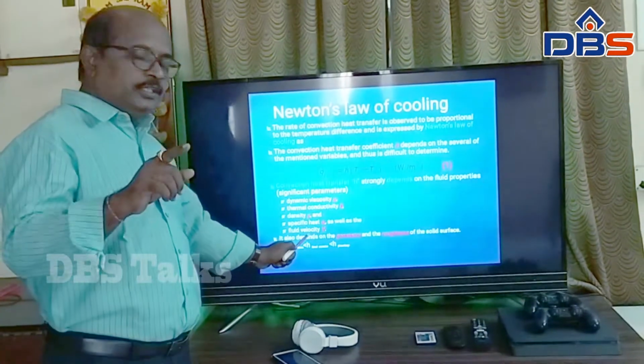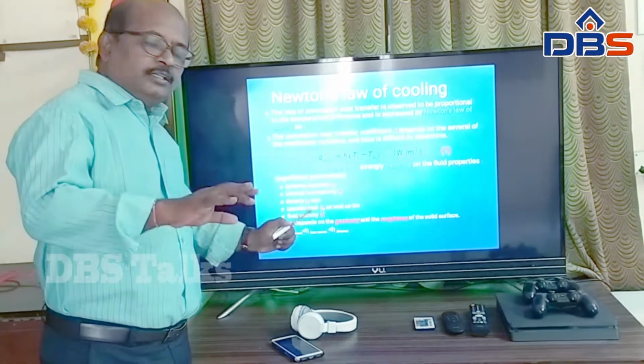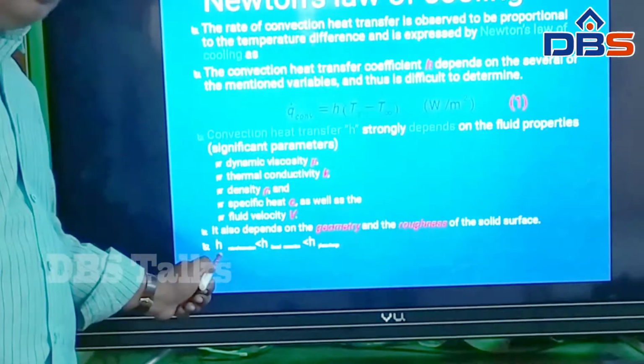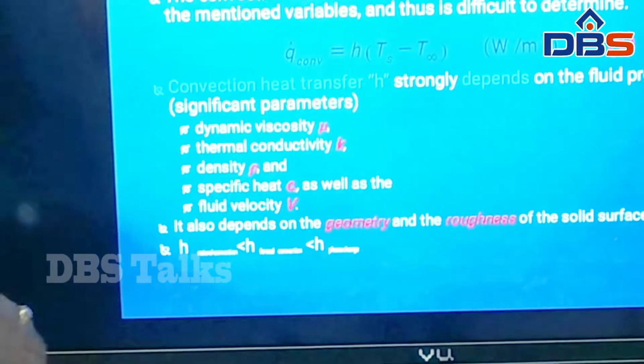There is one more convective heat transfer, that is a phase change. In phase change, the heat transfer coefficient is more than both the cases, and here a large amount of heat transfer takes place.